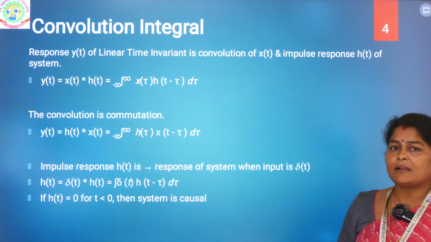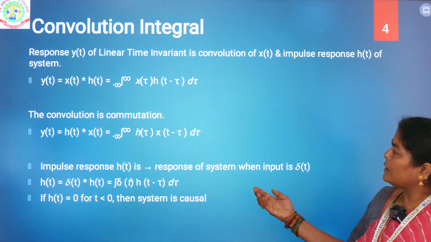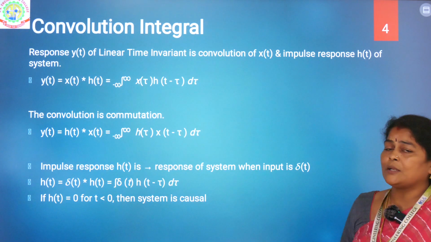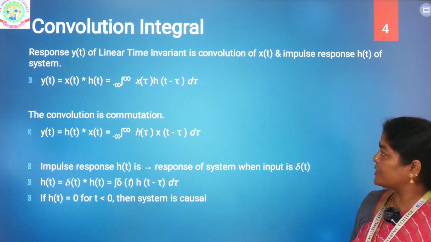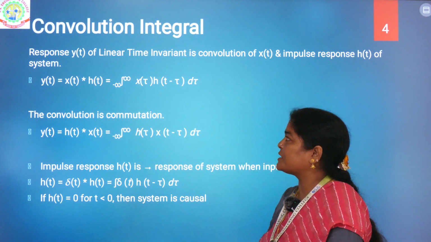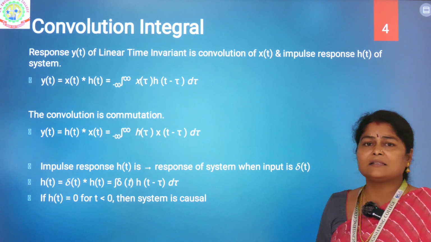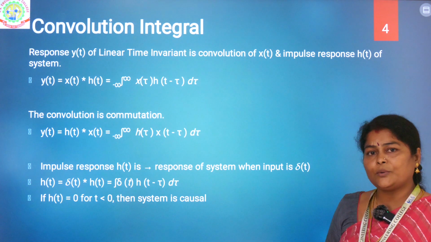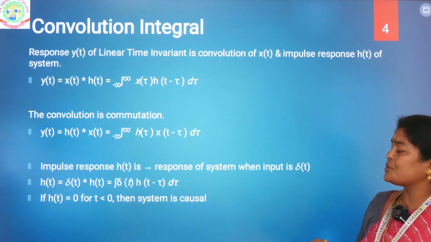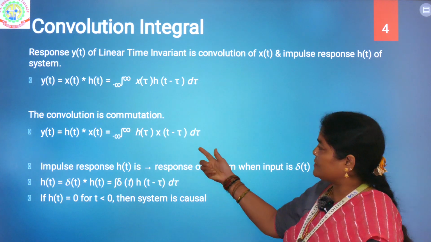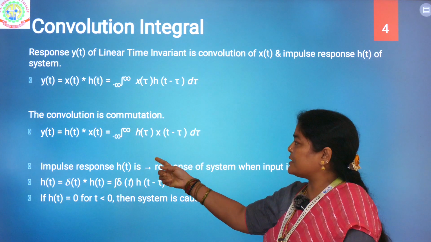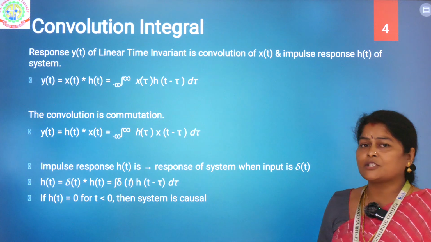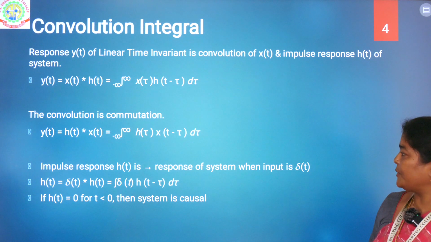So the convolution integral, as I told, is represented as y of t equal to x of t convolution h of t. This is the formula to perform convolution, which is the integral from minus infinity to plus infinity of x of tau, h of t minus tau, d tau. The convolution is commutative, hence we can represent it this way also: integral from minus infinity to plus infinity of h of tau, x of t minus tau, d tau.